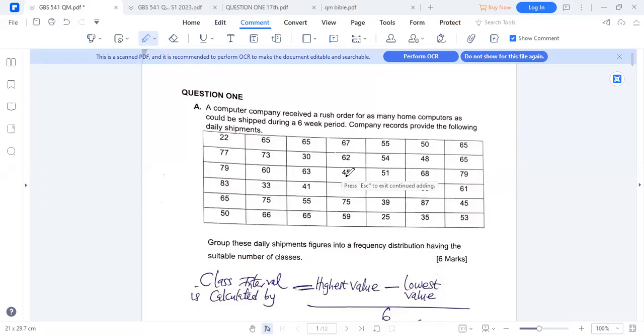So question number 1 is looking at a computer company which received a rush order for as many home computers as could be shipped during a 6-week period. This company has the following daily shipments. Now, this kind of data you're seeing here is called ungrouped data. So when you're given ungrouped data, you need to find a suitable number of classes.